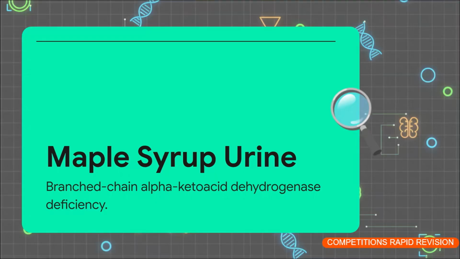So the crucial point here really is pattern recognition. For maple syrup urine disease, or MSUD, the trigger is literally right there in the name. The infant's urine will have a distinct, sweet maple syrup odor. This is caused by a defective breakdown of branched-chain amino acids, specifically due to a deficiency in branched-chain alpha-keto acid dehydrogenases. Just spot the odor, mark the enzyme, and move on.